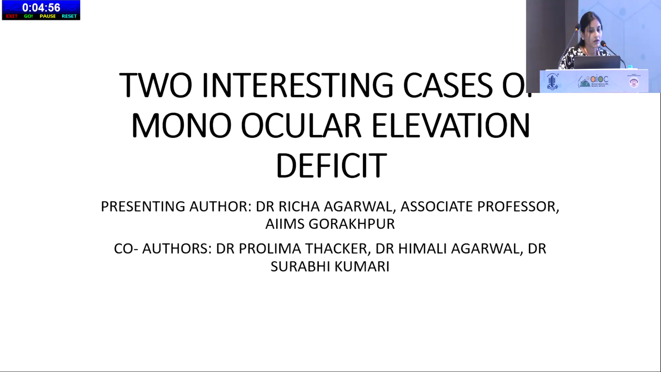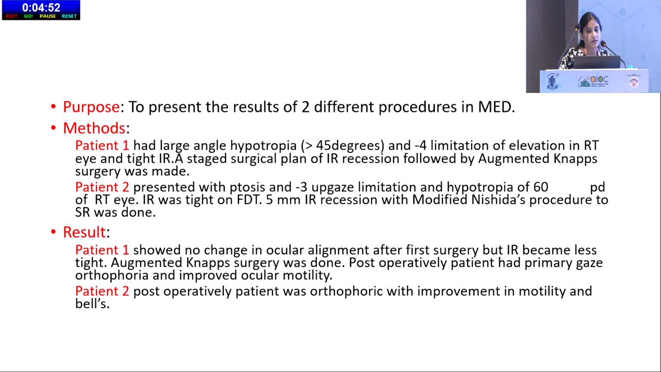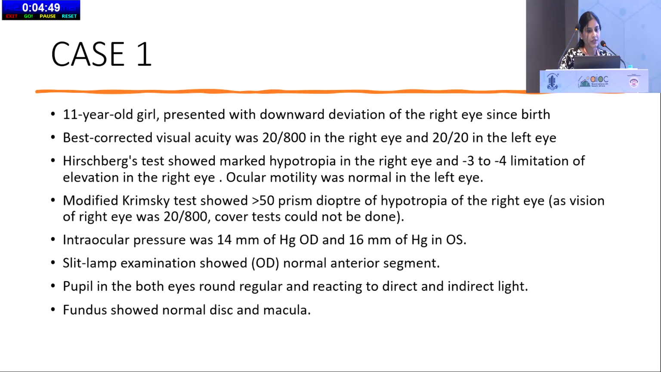Good evening, everyone. So I'm going to present today two interesting cases of monocular elevation deficit. So the purpose is to present these two different cases. Case 1 was an 11-year-old girl who presented with a downward deviation of the right eye since birth.